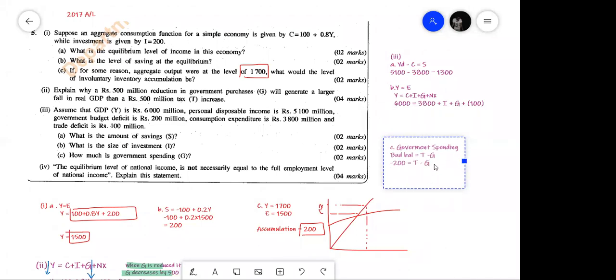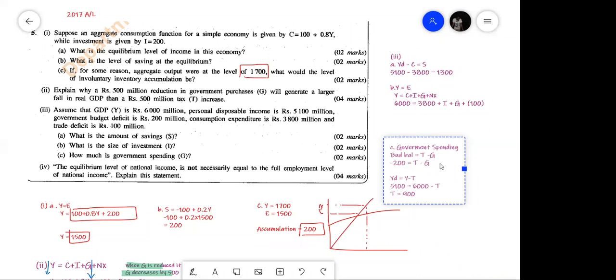Can you see they have given you Y and YD, right? So YD is equal to Y minus T, right? So how much is YD? That is 5,100. Y is 6,000. So how much is our taxes, guys? Easy calculation. Move things around. 6,000 minus T. We get taxes as 900.